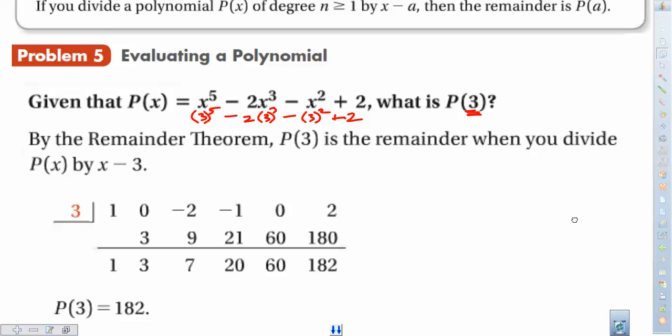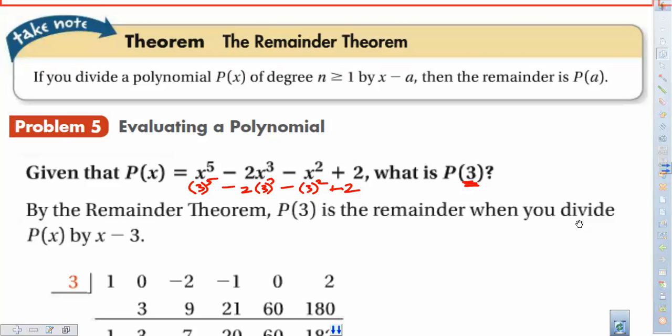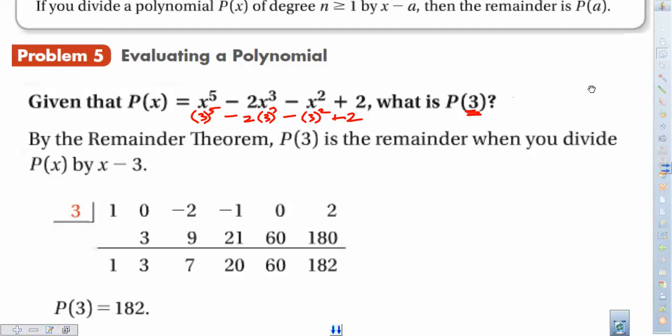Okay? The cool thing that you could use is something called synthetic substitution. Not synthetic division, but synthetic substitution. That if you divide a polynomial, p of x, of degree higher than 1, by x minus a, then its remainder is actually what p of a is. So, take a look at what they did right here.